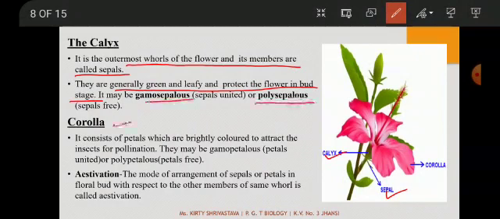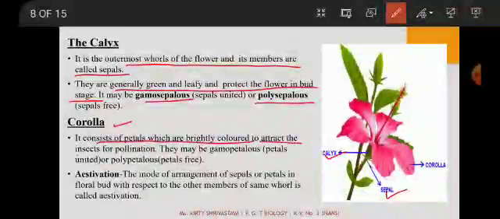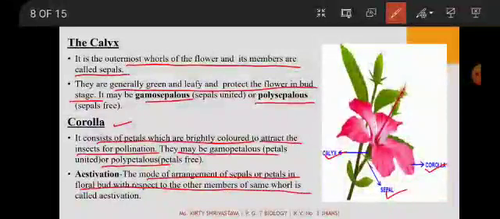Corolla consists of the petals, which are brightly colored so that insects are attracted for pollination. If the petals are fused, the condition is called gamopetalous, and if the petals are free, the condition is called polypetalous. Now, the mode of arrangement of petals and sepals in the floral bud with respect to the other members of the same whorl is called the aestivation.